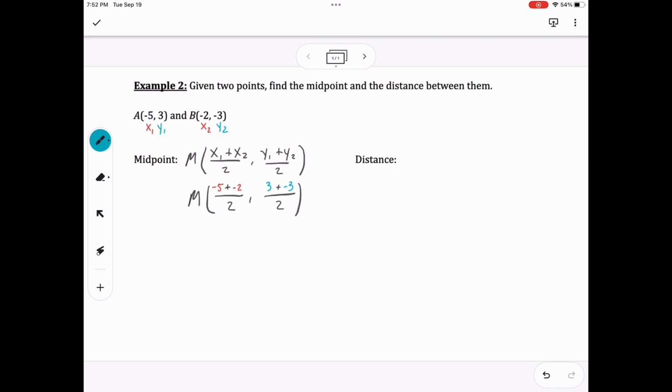So we add them together. So -5 plus -2 and 3 plus -3, getting us -7 and 0, and then we divide by 2, which gives us (-3.5, 0). So it's going to be an ordered pair for your answer.